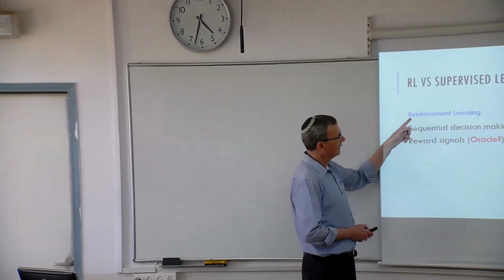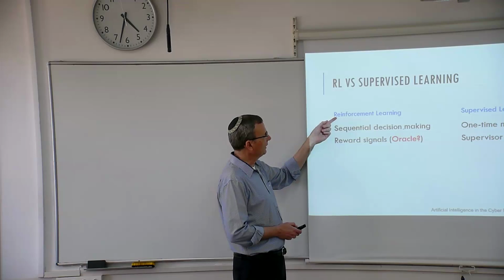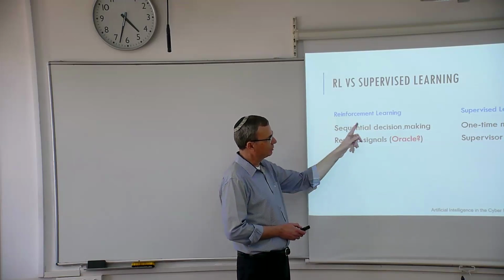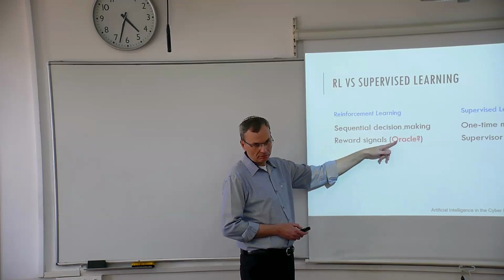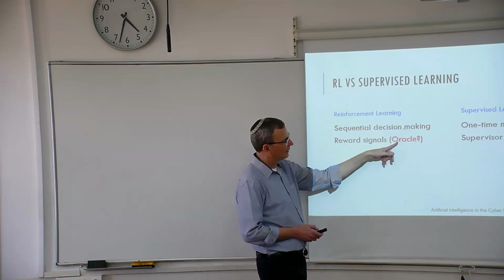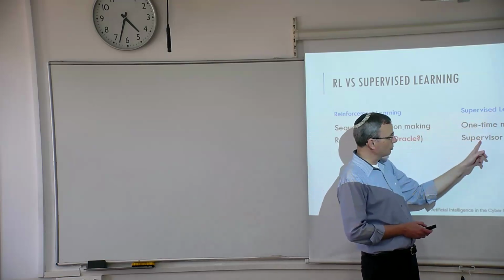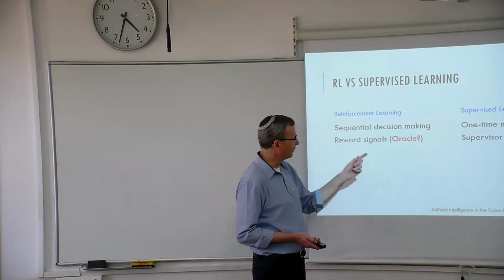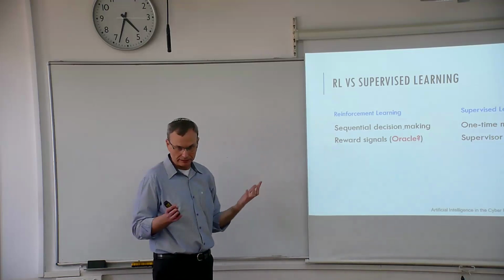In reinforcement learning, you need some way to get a reward signal. And I put here the word Oracle. I'm going to get back to this in a minute. In supervised learning, you have a supervisor, a human, that gives you the labels. Here, you need to get it from the environment.